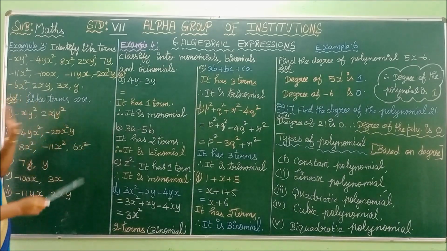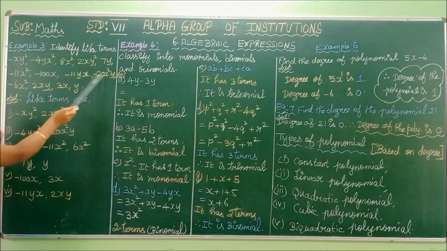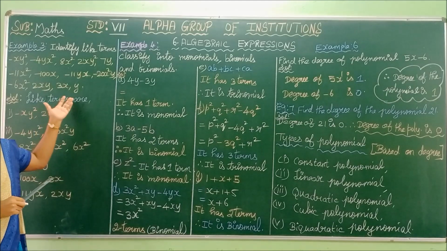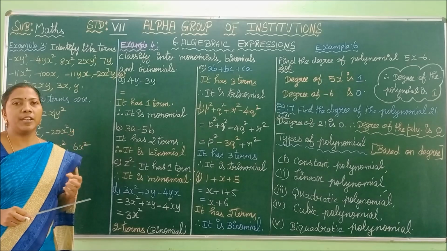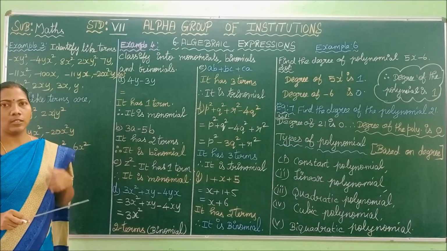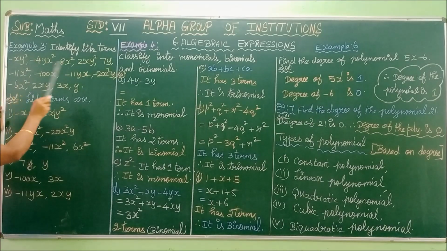See here. Here they have given 1, 2, 3, 4, 5, 6, 7, 8, 9, 10, 11, 12 and 13 terms. Among these 13 terms, we are going to identify what are the like terms. See here, first, minus x y power 2. You have to search for any term like this. That is, the power of x is 1 and the power of y is 2. We have to search if there are any terms like this.